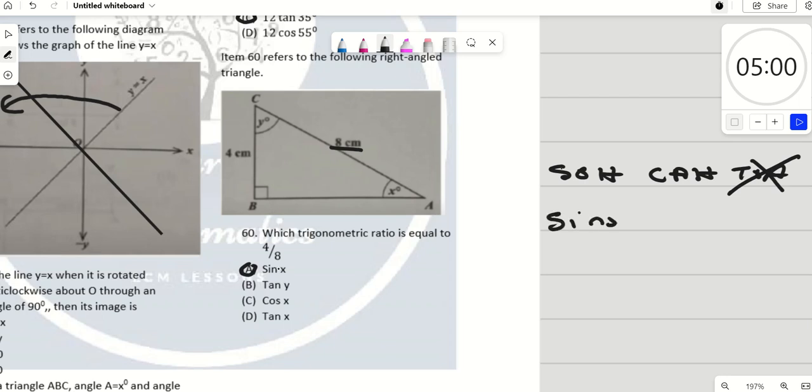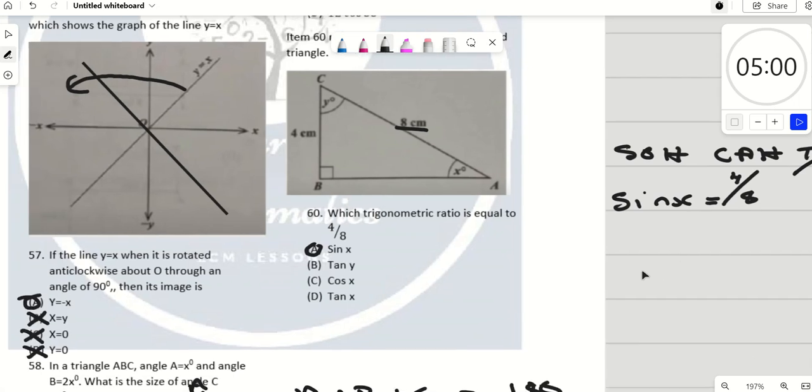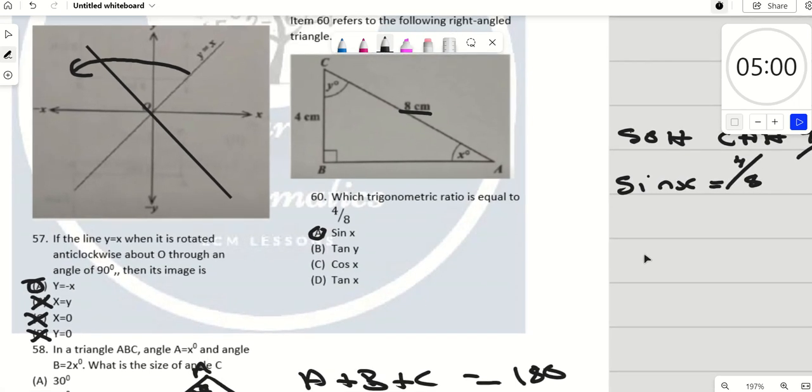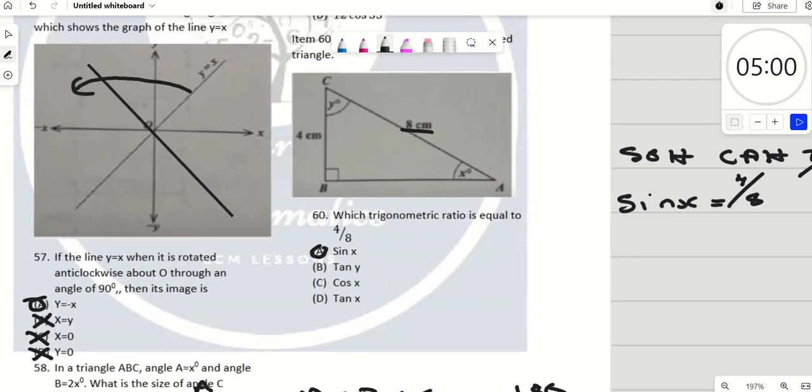Sine x, right? So we're using angle x is equal to opposite over hypotenuse. My opposite will be 4, and my hypotenuse is 8. So as soon as you see this is equal to 4 over 8, and we're seeing this is 4 over 8, you know that the answer is A, and that would be the end of January 2022 paper 1.